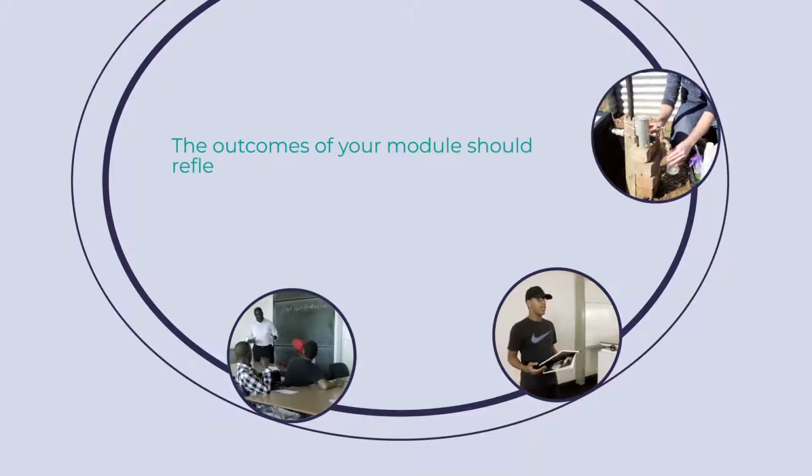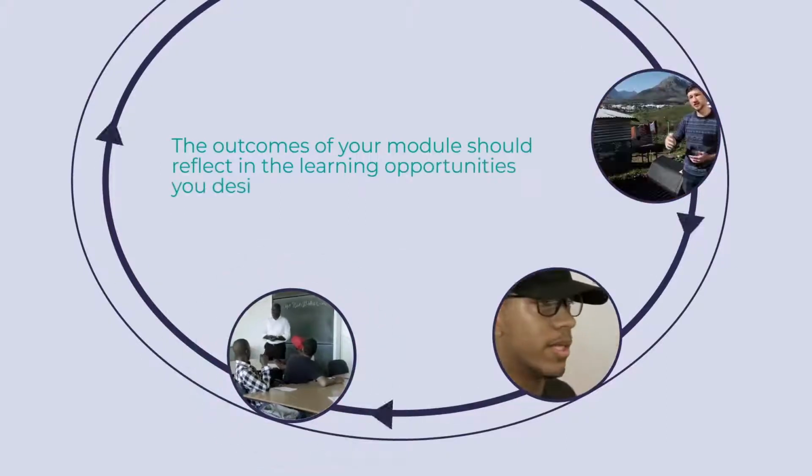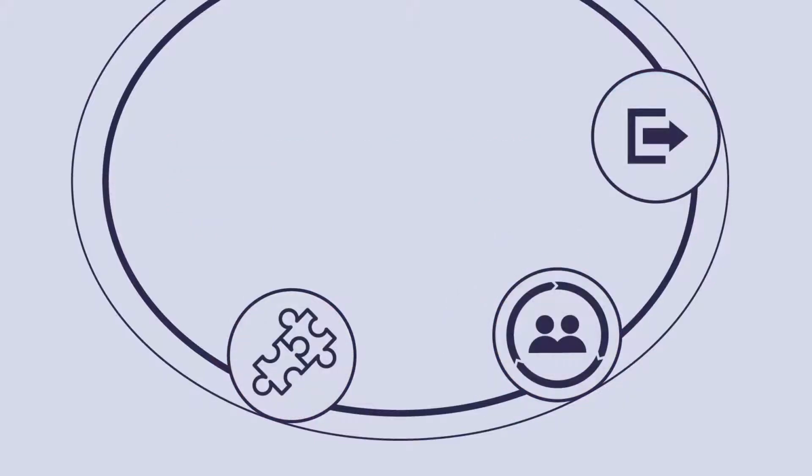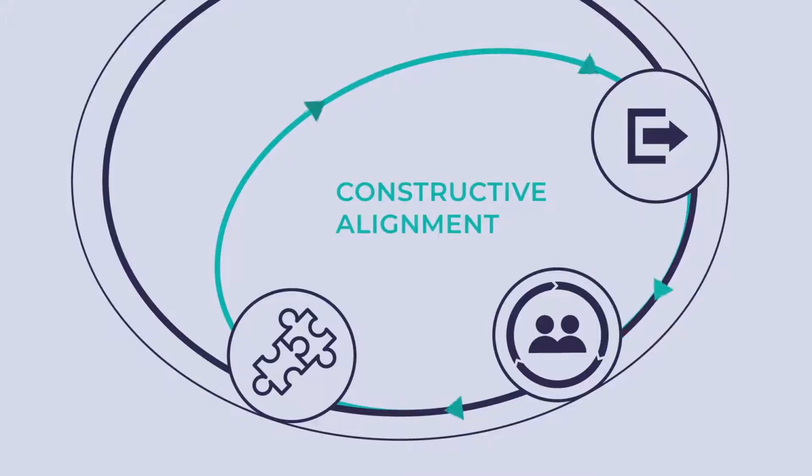It is important that the outcomes of your module should reflect in the learning opportunities you design for your students and in your assessment tasks. These 3 phases form a cycle of their own called the constructive alignment process.